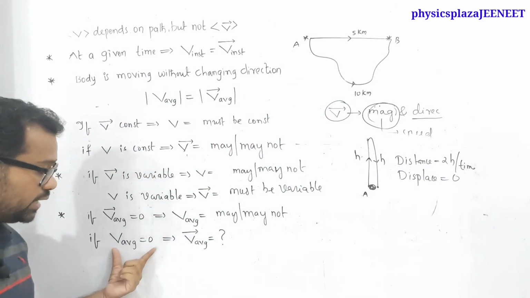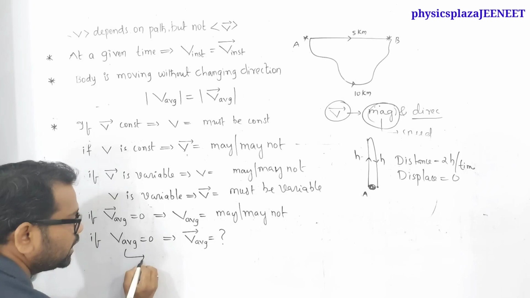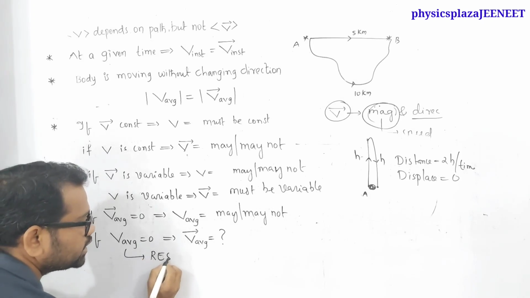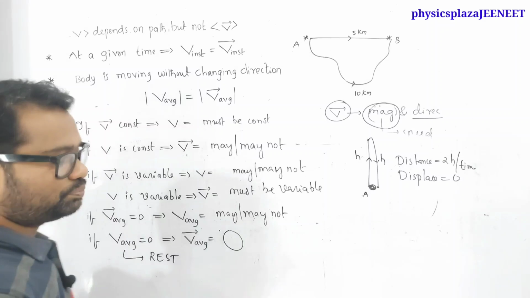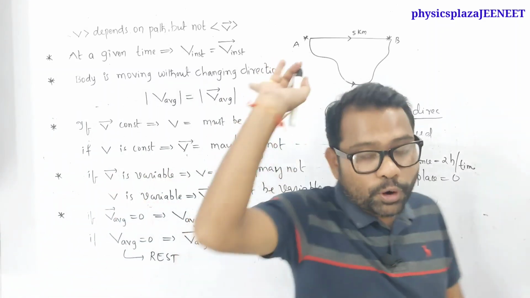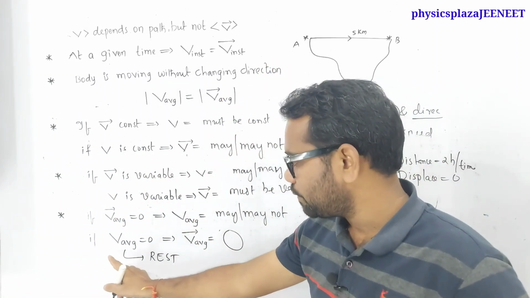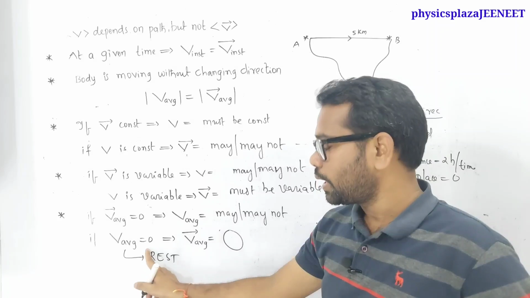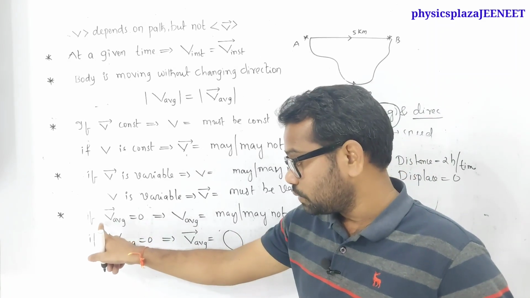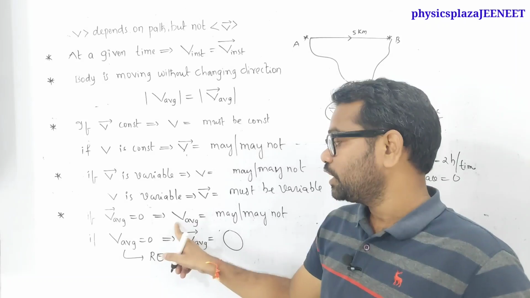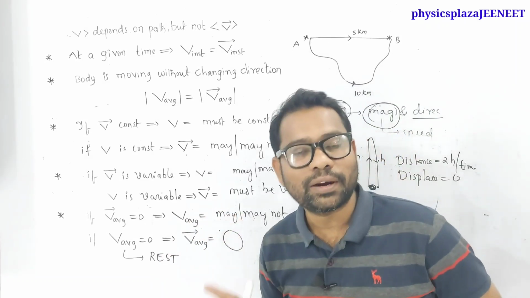But if average speed is 0, what does that mean, children? The body must be at rest, and then average velocity must be 0. There is no point in talking further. So if average speed is 0, average velocity must be 0. But if average velocity is 0, average speed may or may not be 0.